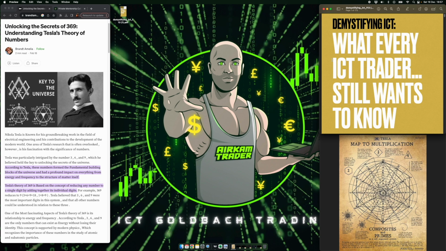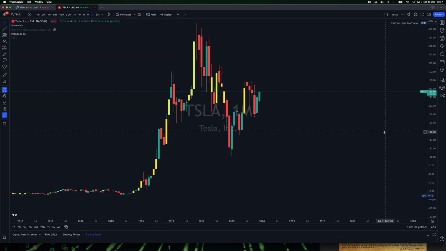I'm going to show you that Goldbach theory works on everything. I've given you examples of Forex, futures, and Bitcoin. Now I thought I'll do some single stock names, so why don't we do Tesla? Here is the stock chart of Tesla, and we are on the monthly time frame.